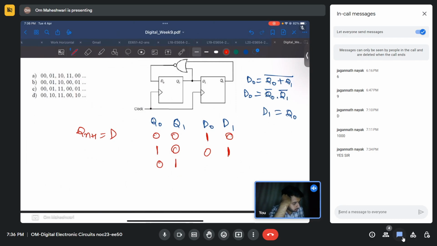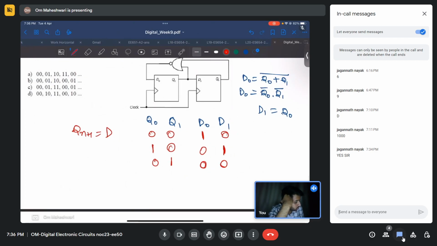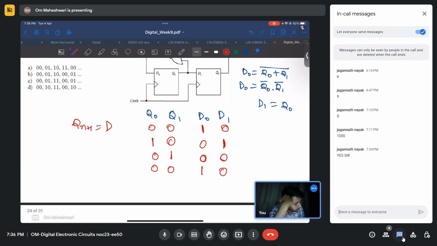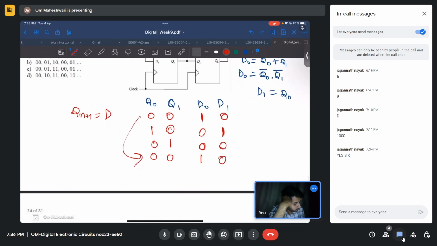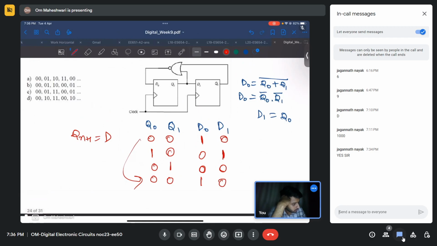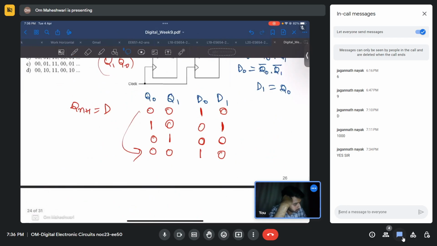If we have 0, 1, D0 is again 0. D1 is Q0, that is 0. We have 0, 0. So we have 0, 0, D0 is 1, Q0 is 0. So okay, now we are repeating. Right. So we want to go further. Okay, so again it is Q1, Q0, and related Q0, Q1, so I'll just shift it.